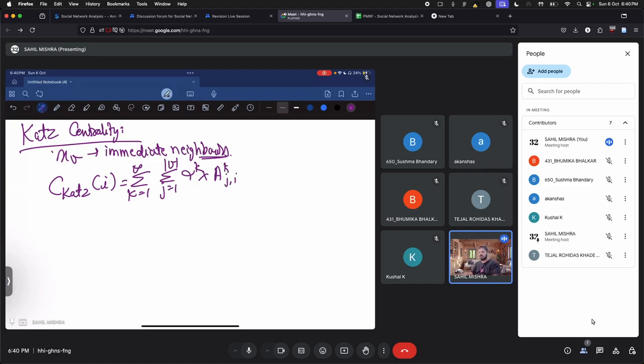So I've told in the start that the adjacency matrix, when we square it, becomes a 2-hop neighbor representation. When we raise it to power k, it becomes a k-hop representation of neighbors. It tells whether i comma j is a kth neighbor or not. Then this alpha k is the attenuation factor that basically decides.